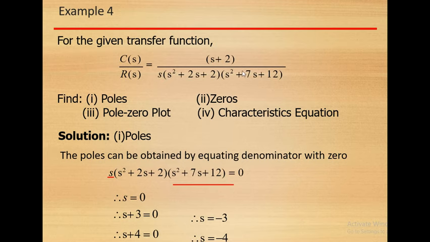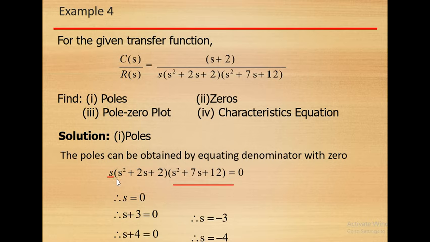So as per this equation, if you want to calculate the poles of the given equation, the poles can be obtained by equating the denominator to 0. The denominator is s into the first bracket s square plus 2s plus 2, bracket complete, into the second bracket s square plus 7s plus 12. So we have to equate this equation to 0. As per the definition of the poles, we have to find the value of s in such a way that this equation becomes 0, so that this transfer function tends to infinity.